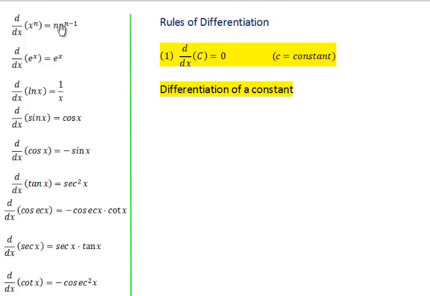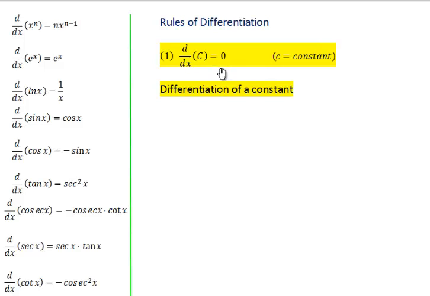Apart from differentiation of elementary functions, the list of formulas that you have to remember, you also have to remember some rules of differentiation. So let's start with the first rule of differentiation. It says that whenever you are differentiating a constant with respect to some variable, it will always come out to be 0.